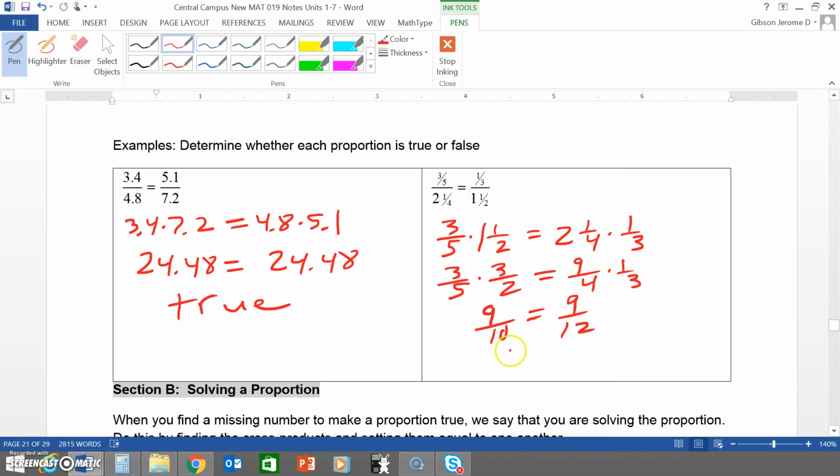Now listen, we cross multiply here. We add 9 times 12 is equal to 10 times 9. 9 times 12 is 108, and 10 times 9 is 90. They do not equal, so it's false.